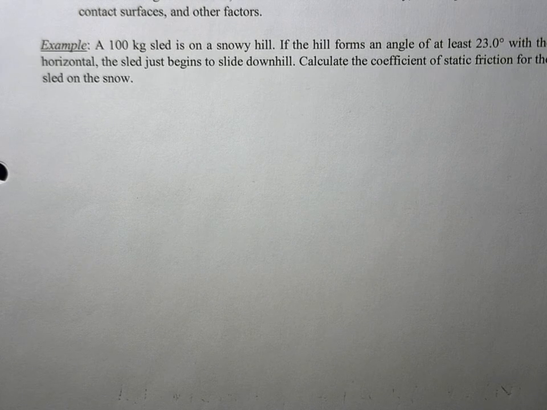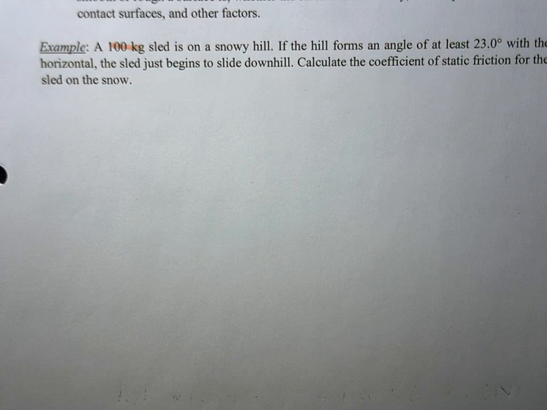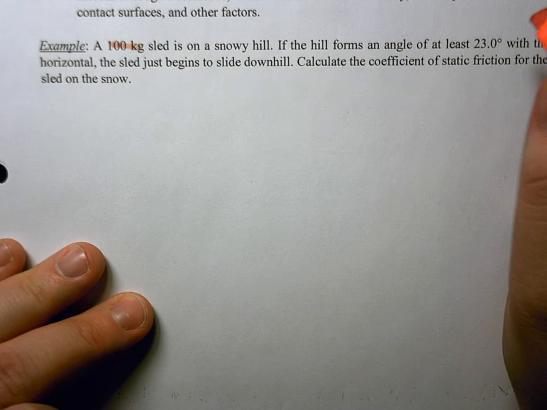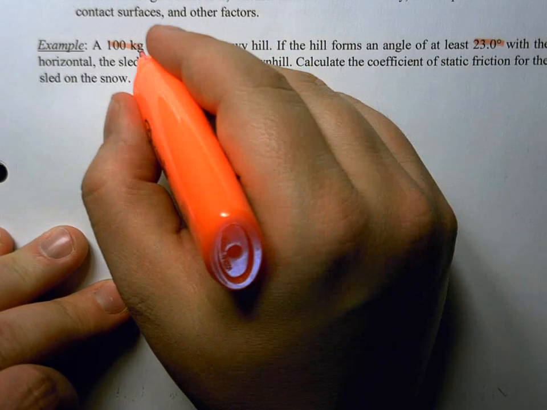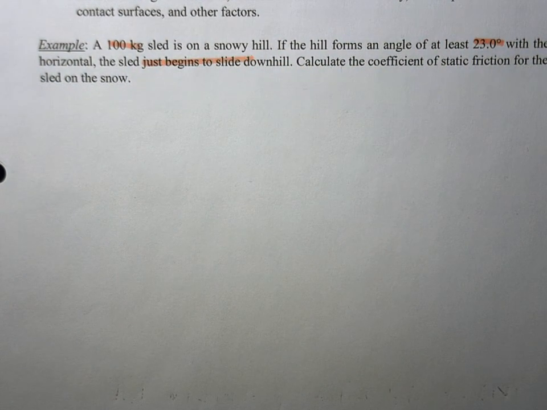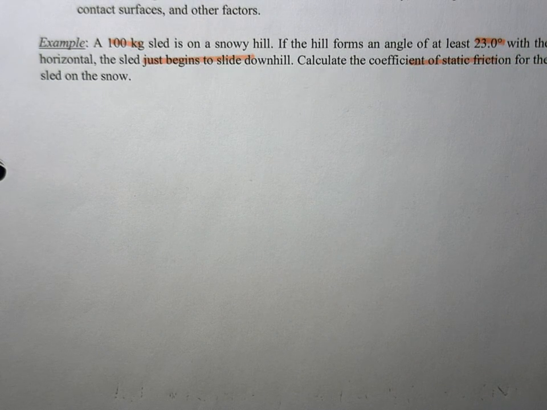So let's look at the first example where we're going to start to deal with coefficients of friction and all that. We have a 100 kilogram sled on a snowy hill. We're told that the hill forms an angle of 23 degrees with the horizontal. The sled just begins to slide downhill. We would like to determine the coefficient of static friction for the sled on the snow.